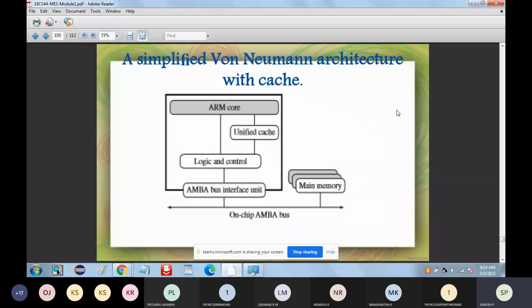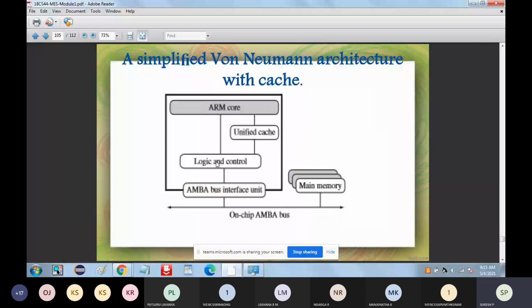If you take the simplified diagram of the Von Neumann architecture with cache, you can see it here. The ARM core is there, and in the ARM core you are going to have the unified cache here. With the help of the ARM core, it is going to access the data which is stored in the ARM cache. So that is the unified cache. Unified cache means your data and instruction both will be executed from this particular memory only. This cache is also nothing but memory, where it will hold both instruction as well as the data.